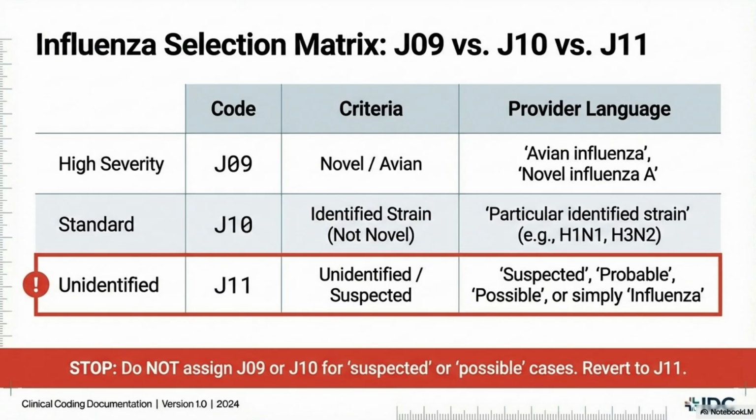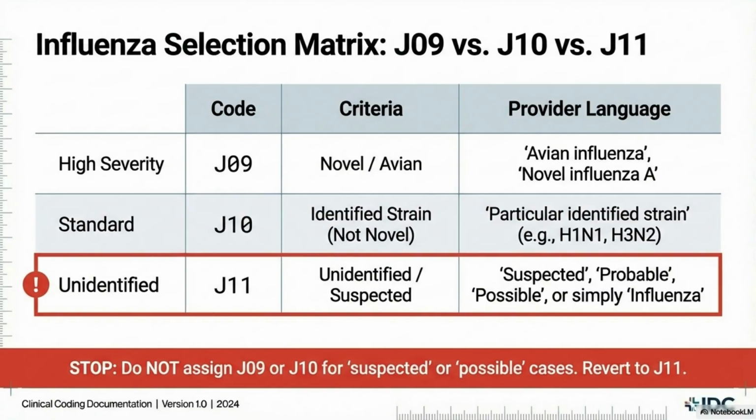Let's break down influenza coding in a way that actually sticks. Think of it like picking the right lane on a highway. Each lane has a purpose. J09 is your special circumstances lane. This is where novel or avian influenza goes, the high severity, unusual strains. J10 is your identified strain lane. If the provider names a specific, non-novel strain like H1N1 or H3N2, this is where you land.